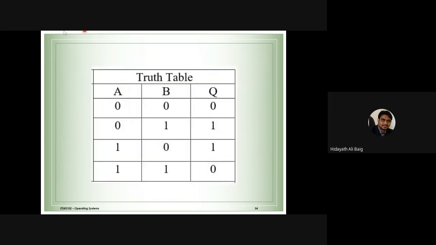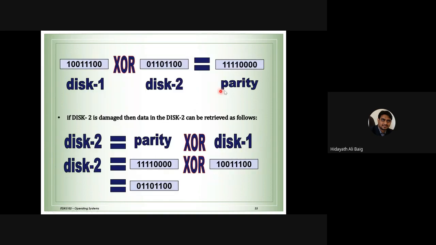So the truth table: when both of the inputs are the same, both true or both false, we get the false value. If any one of them is true, we get the true value. So if both are true, we get false here, and if both are false, we get false as well. We'll just use bits here. So 0 0 becomes 0, any one of them 1, either 0 1 or 1 0, becomes 1, and if both of them are 1, that becomes 0. So we use the XOR concept to create the parity block.